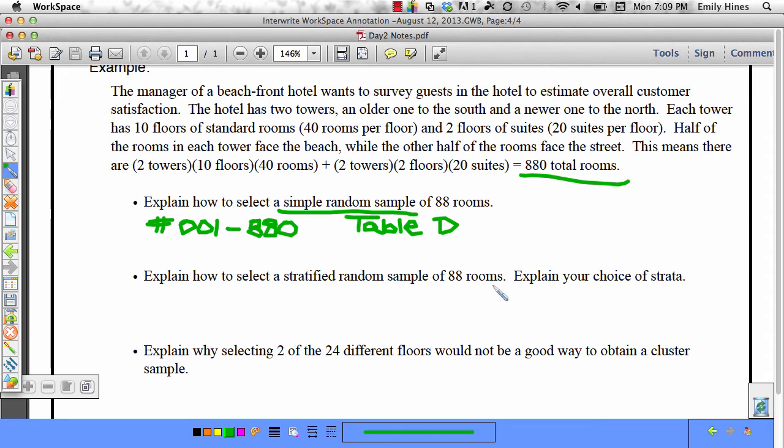A stratified random sample, we need to think about our strata. Okay, if I go by towers, one's older and one is newer. If I stratify by tower, I still may end up with all of one type of room. I might have rooms in both towers, but I may end up with all of the standard rooms, or I may end up with all suites. Or if I stratify by just floors, then I may end up with some that face the street, all of them face the street, or all of them face the beach, or I may only have rooms from one tower. So really what I need to do is stratify by room type.